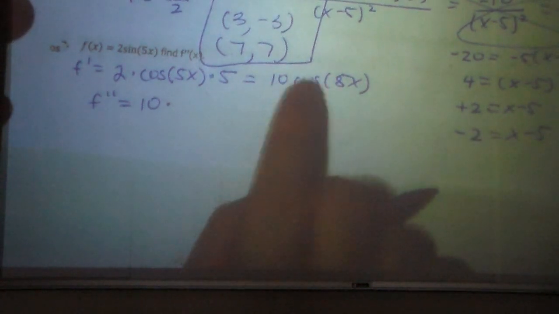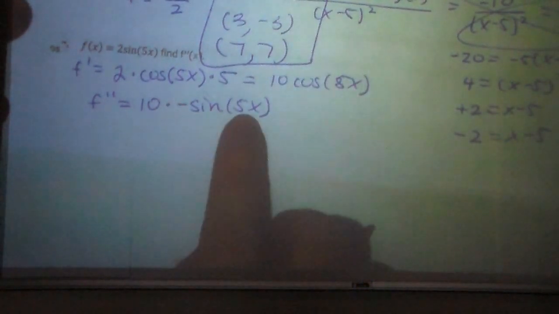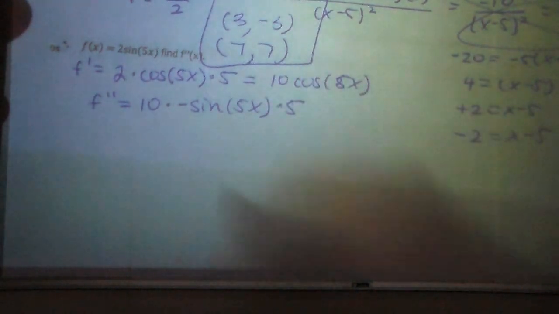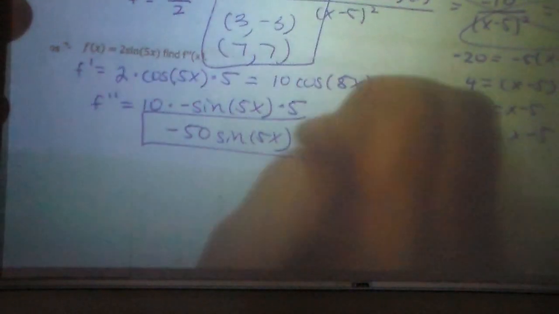Now I need to take the derivative again. 10 is my coefficient now, so keep that. Derivative of cosine is negative sine. Leave the inside alone. And then I need to finish it off by multiplying by derivative of the inside. So this would be negative 50 sine of 5x, which is my second derivative.